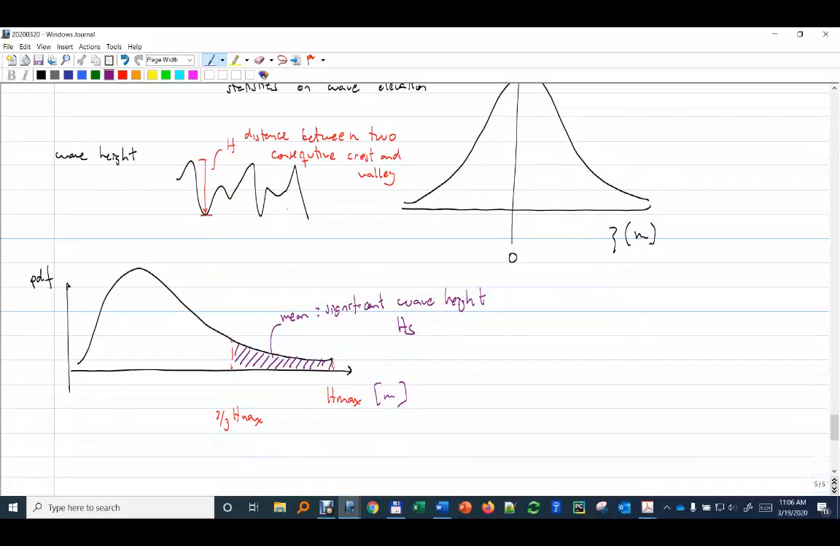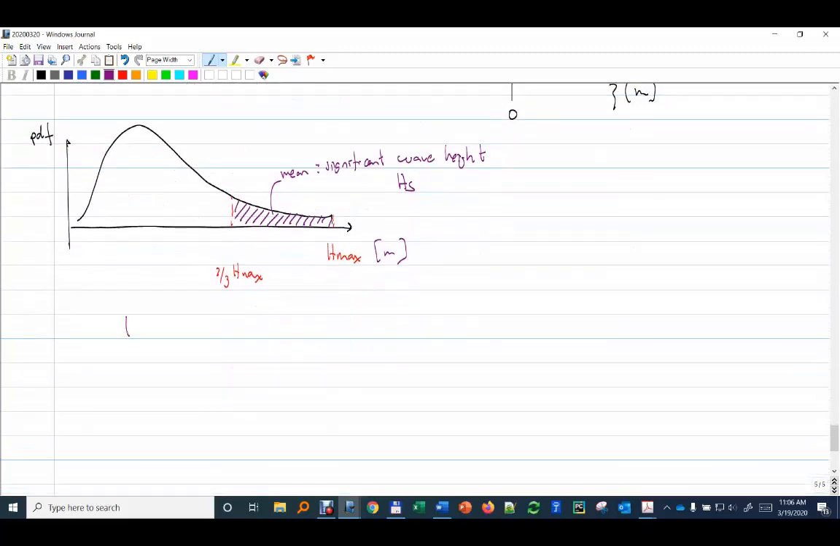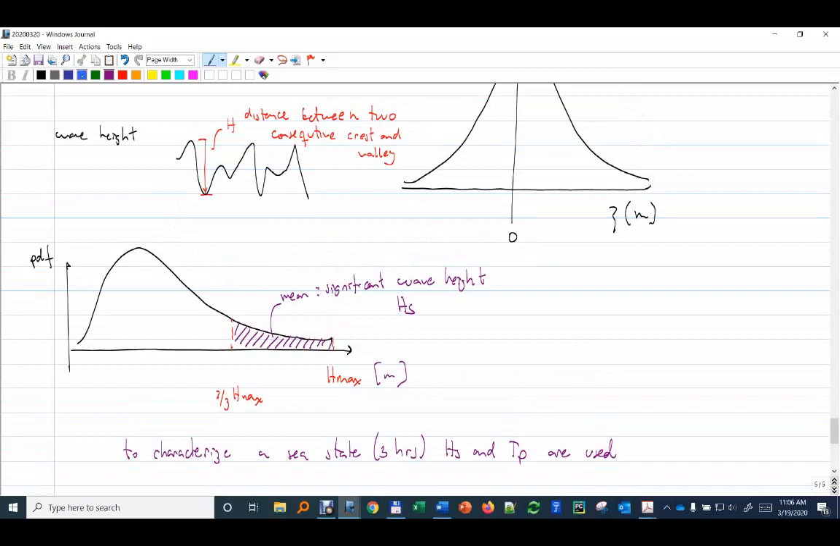So now we have to characterize a sea state, which, remember, is 3 hours. HS and TP are used. One thing we can use here are equations. If I don't have data, or I have only a few data, I use the Rayleigh distribution.